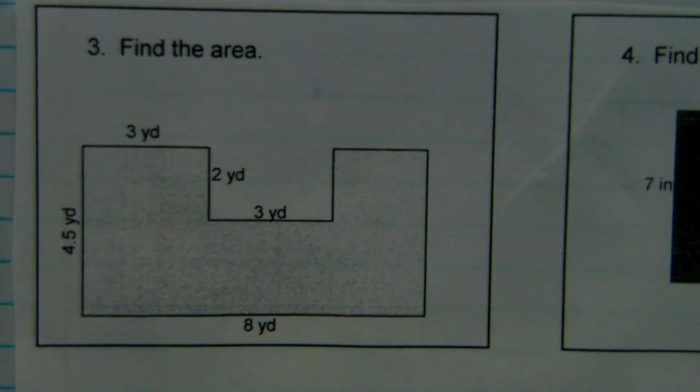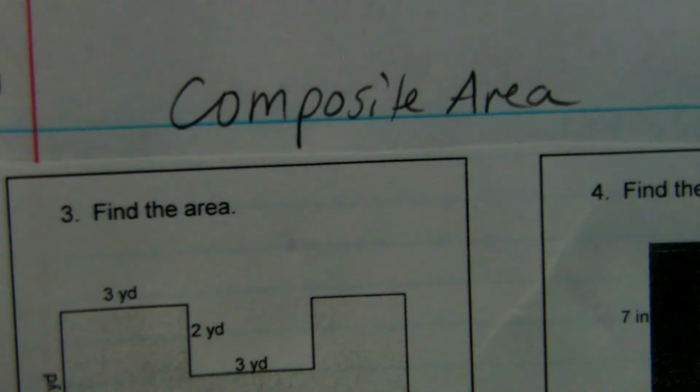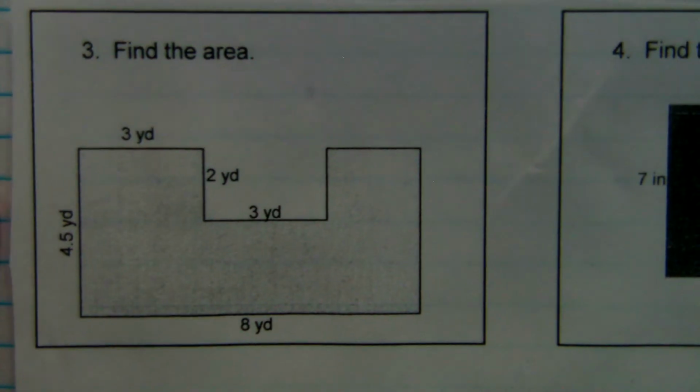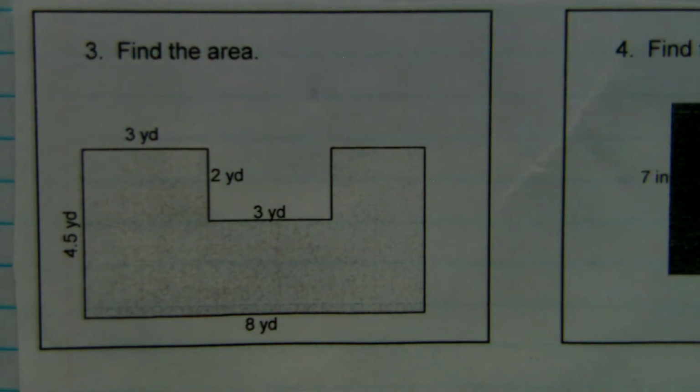All right, we are looking at composite area today. That's our title, composite area. Composite area is when we take different shapes and put them together to make a new shape. And that's a composite figure, and then the area is just the area of all of that together.